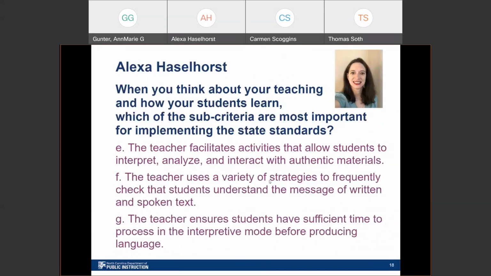I do have them lined up in alphabetical order, so Alexa is first. Alexa, tell us about, when you think about your teaching and how your students learn, which of these sub-criteria are most important for implementing the state standards?